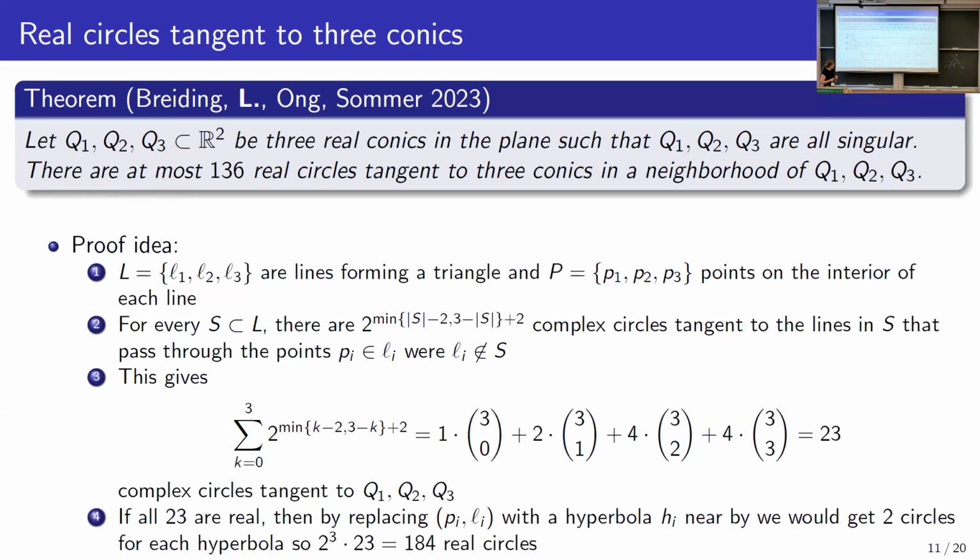And then what I would want to do at least is say, okay, if all 2^3 are real, then I can replace these double conics by a hyperbola that's asymptotically close to these double lines. So just think of really skinny hyperbolas. And then for each pair P_i, L_i, I would get 2 additional circles. And so in total, that would give me 2^3 times 23, which is 184 real circles. Okay, this is what we wanted to do, and this was essentially what was done in Steiner's problem, but you have to consider the other cases because it's a pentagon. So this counting bit is different.